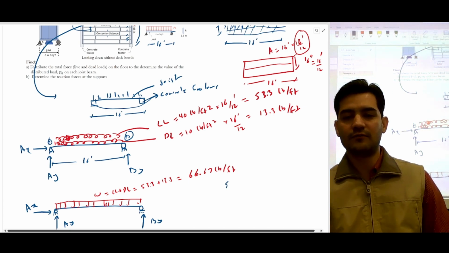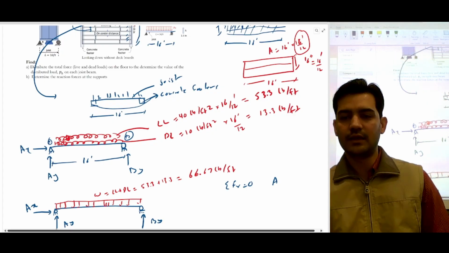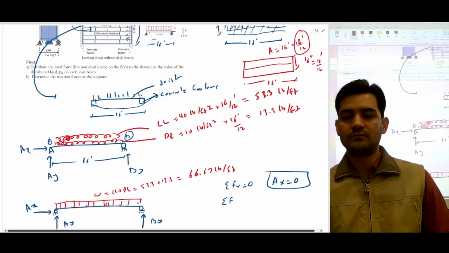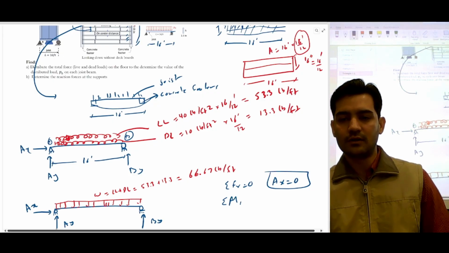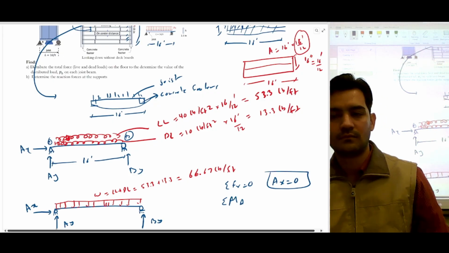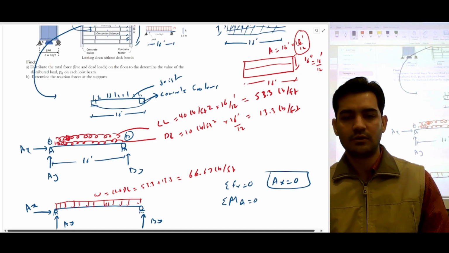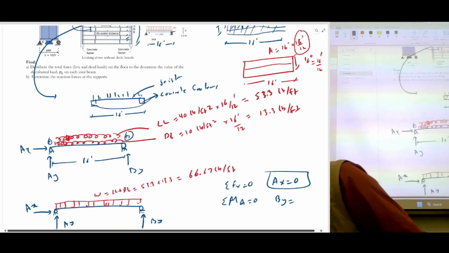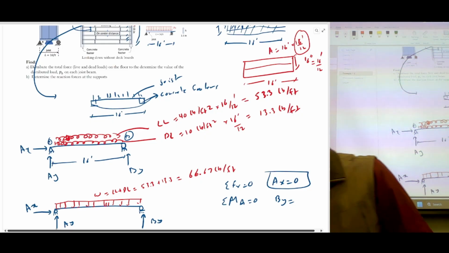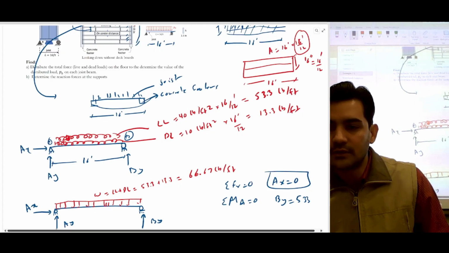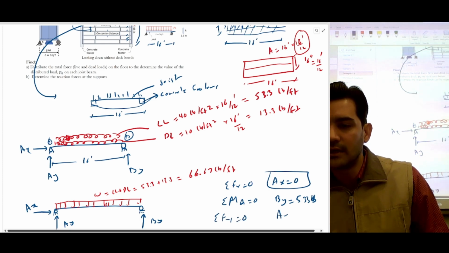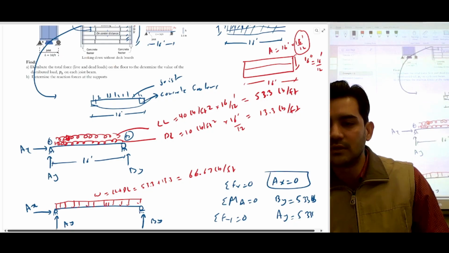If you do summation of Fx equal to 0, you will get Ax equal to 0. If you take moment about A equal to 0, you're going to get By. And if you do the calculation, you're going to get 533 pound. And if you do summation of Fy equal to 0, you're going to get Ay, which is also 533 pound.